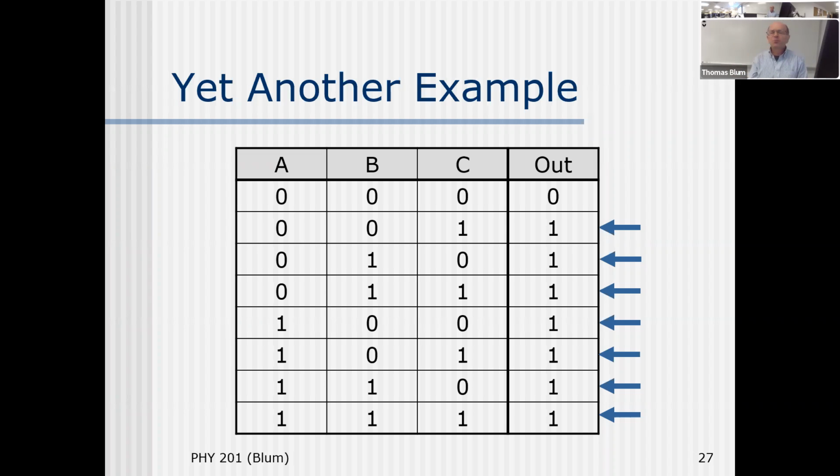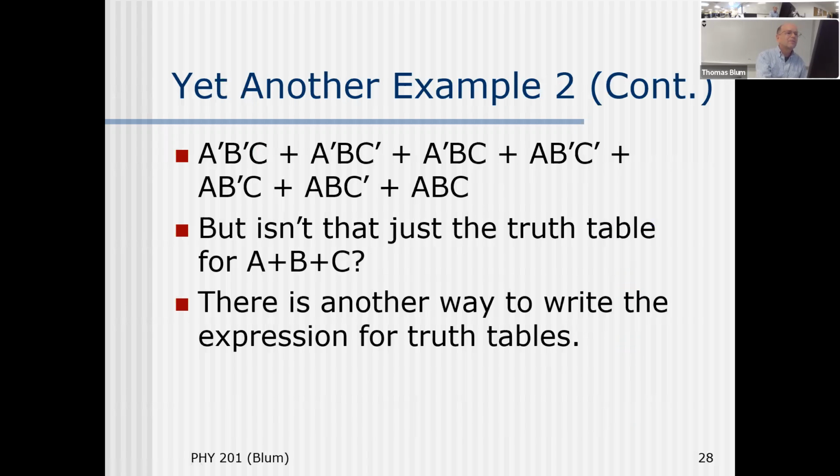Okay, let's do a purposely hard one. Here is a scenario. There are a lot of ones, so there are a lot of terms. So this is A prime, B prime, C; A prime, B, C prime; A prime, B, C. So there it is. 7 terms.